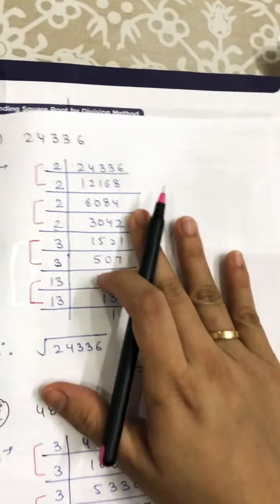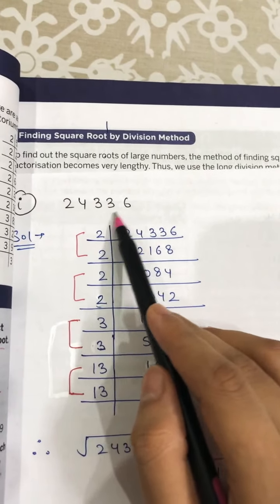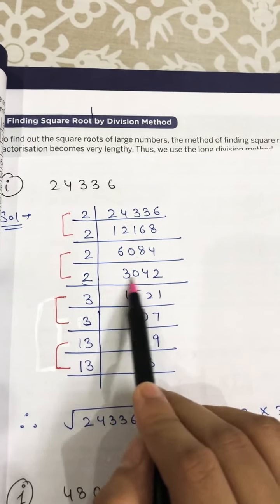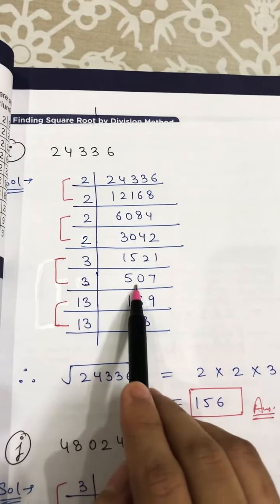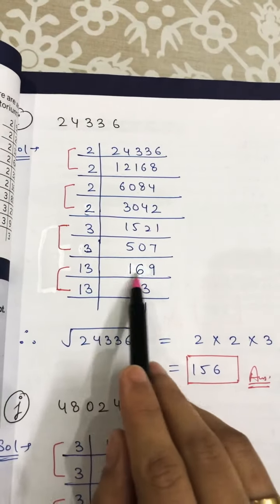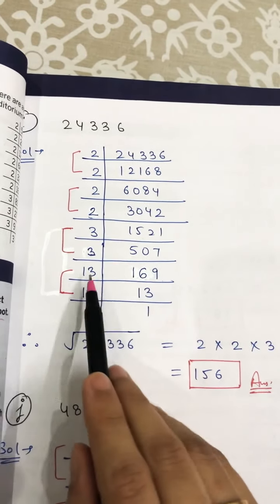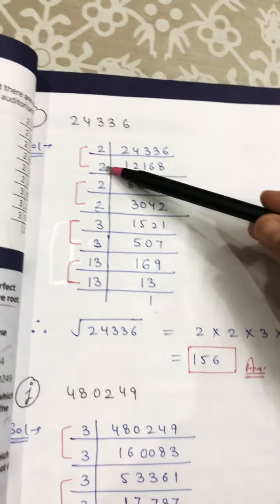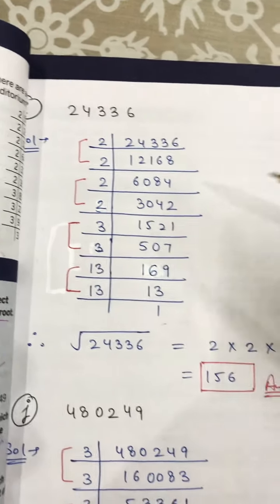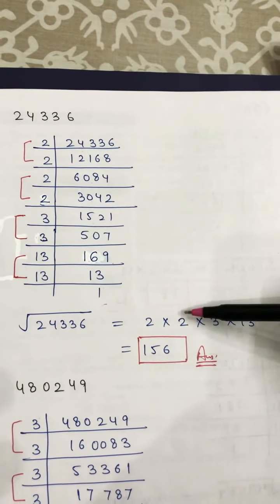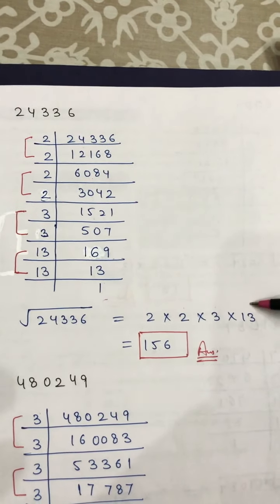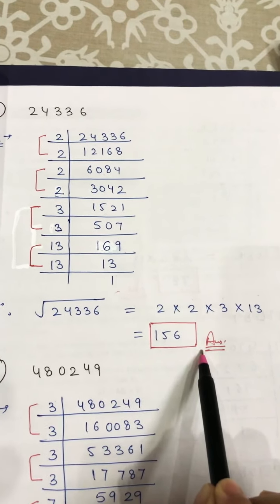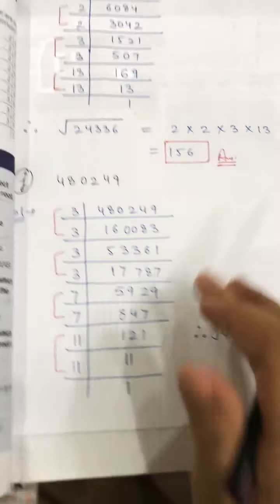Okay, now next part is I. 24336. It will go on the 2 table, then again on 2, again on 2, again on 2, then it will go on the 3 table, then on 3, then 169 is left. 169 will go on 13, 13 13s are 169, again 13 1s are 13. So we are having 4 pairs, 1, 2, 3, 4. Okay, first pair is of 2, second is of 2, next is of 3, next is of 13. So multiply all these values, you will get 156. Clear?